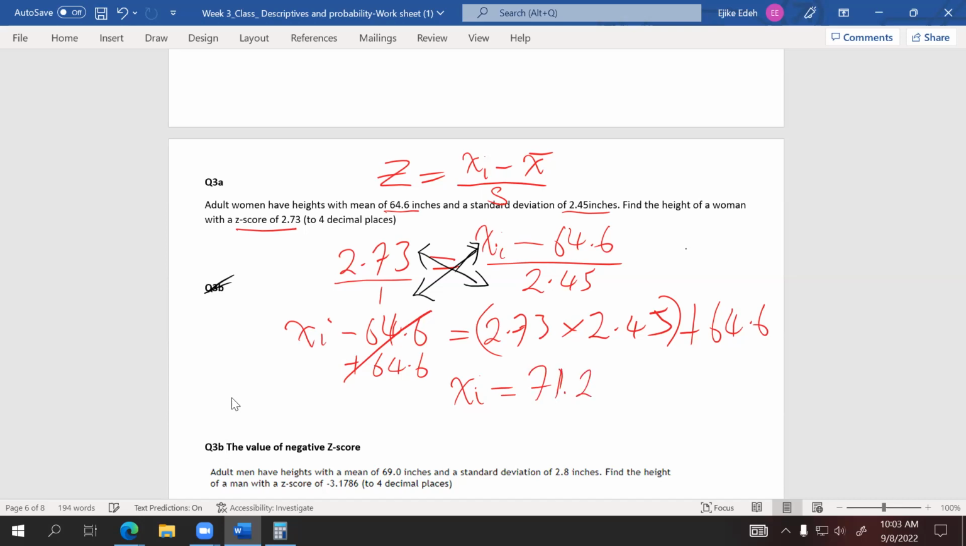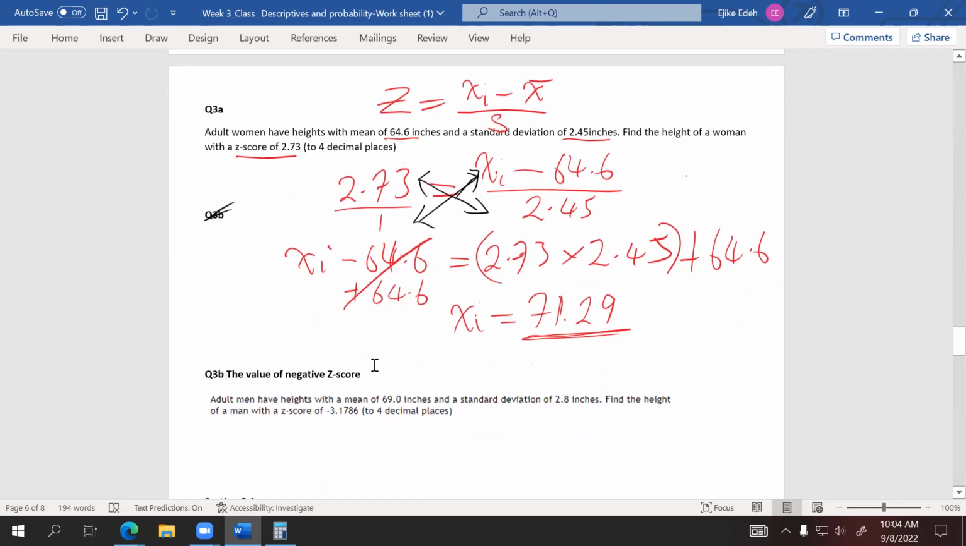Okay, it should be 71.29, right? Okay, we can do with 2 decimal places here, that is okay. Anybody confirming this one for us? You got this one? Yeah. Okay, good. So we have 71.29. Okay, so apply what we've just done to do question B. Pay close attention to the signs.